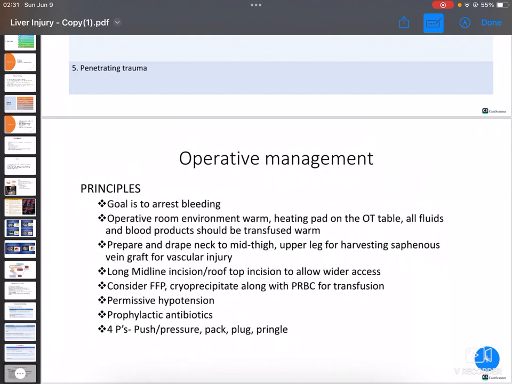Long midline incision or rooftop incision are allowed for wider access. Consider fresh frozen plasma and cryoprecipitate along with PRBC for the transfusion, permissive hypotension and prophylactic antibiotics. The 4 Ps: push, pressure, pack, plug, and Pringle should be the principles of management of choice. Thank you.